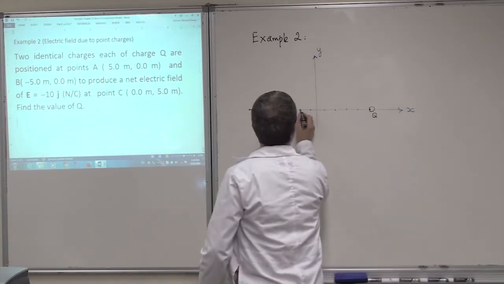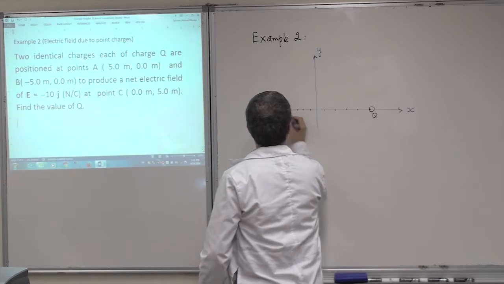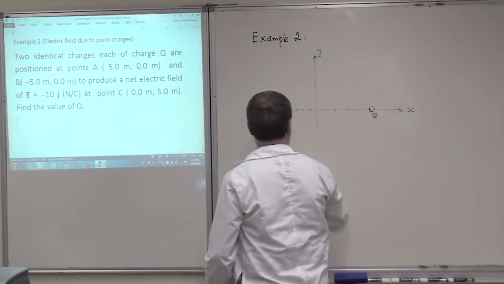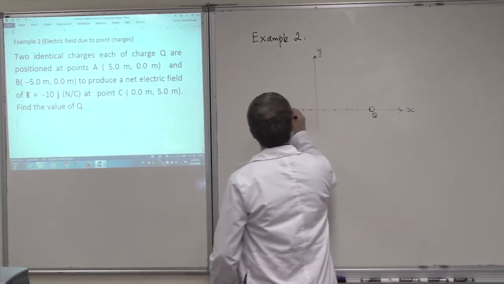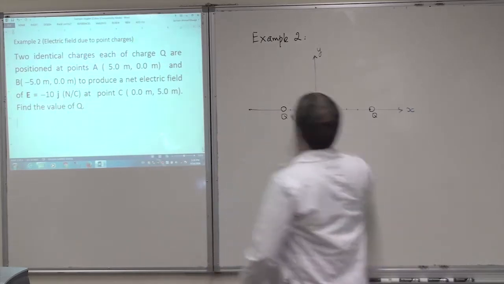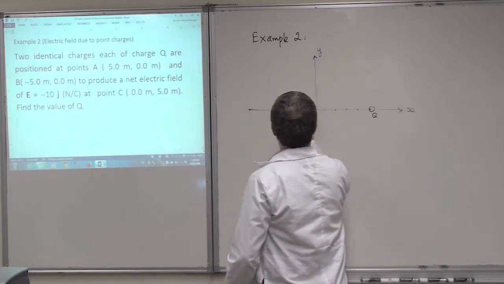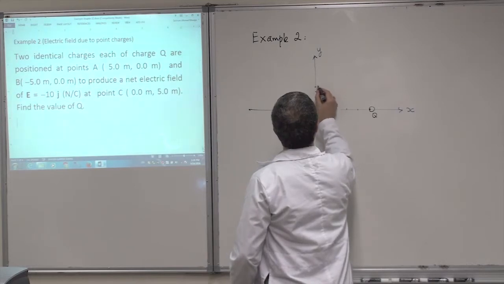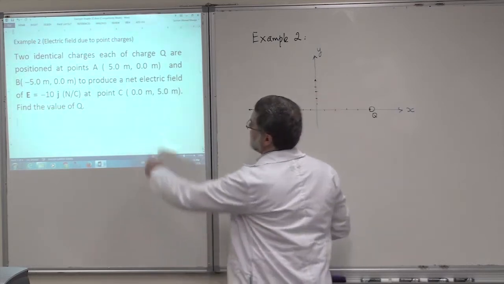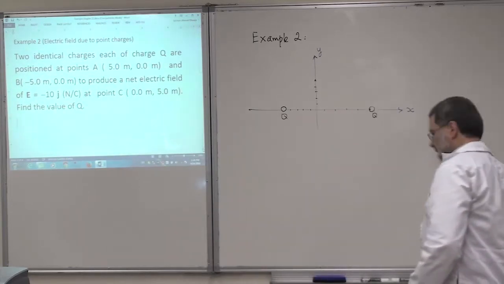And then minus 5. 1, 2, 3, 4, 5 with a minus. I have another charge here, a charge Q again, the same magnitude. I'm going to put the sign later by looking at the electric field. Now, at this point, point C, I have an electric field pointing in the negative Y direction.